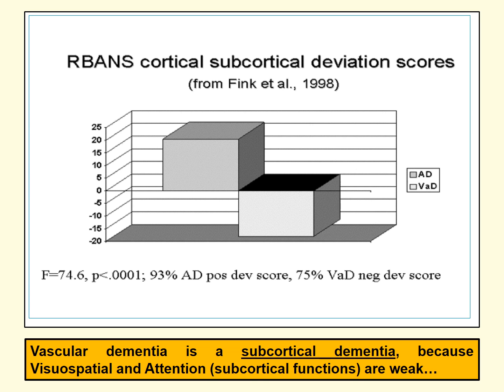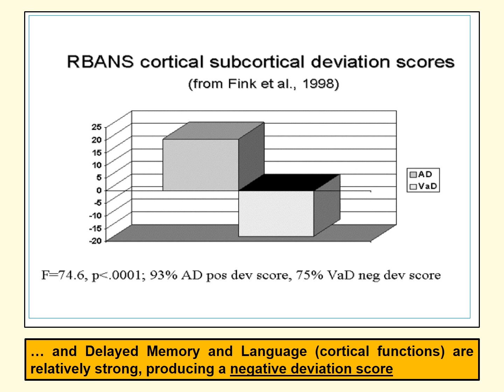Vascular dementia is a subcortical dementia, usually, though not always, because visual, spatial, and attention, which are subcortical functions, are relatively weak. And delayed memory and language, which are cortical functions, are relatively strong, producing a negative deviation score, making you think, this is more consistent with a subcortical dementia. Maybe it's vascular dementia.